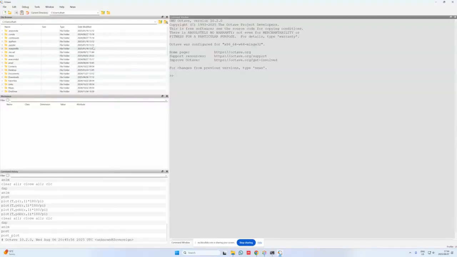On the left-hand side and at the top, you have your file browser. In the middle, you have your workspace. Whenever you specify some sort of a variable, it will be stored in this workspace, and you can look at its properties: the dimensions, the class, the values, the attributes, and the actual name that you assign to those variables. And then at the bottom, you'll have your command history. This is just a record of all of the commands that you have run in the command window before.